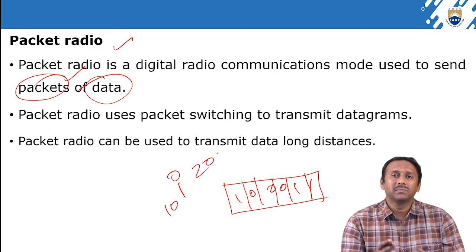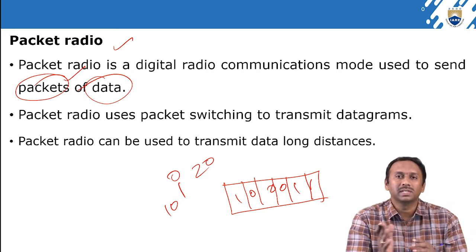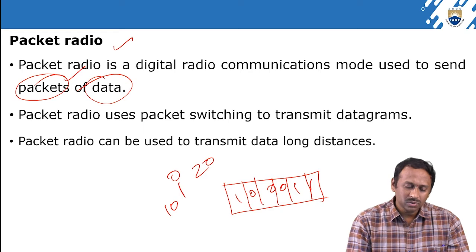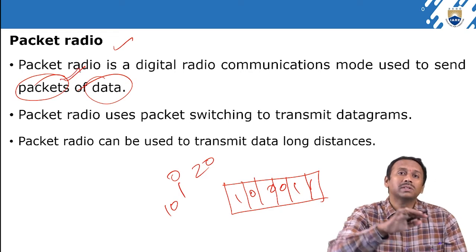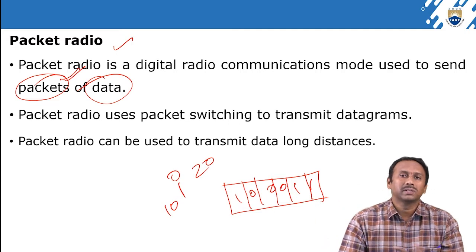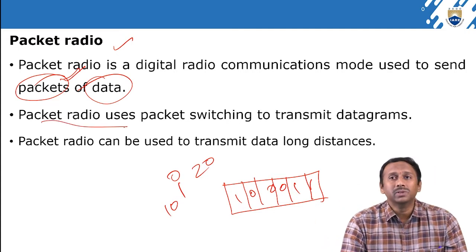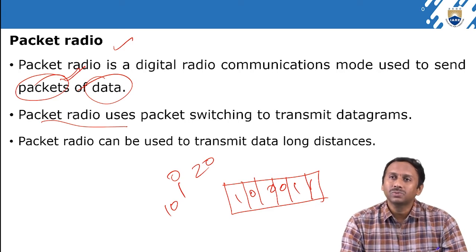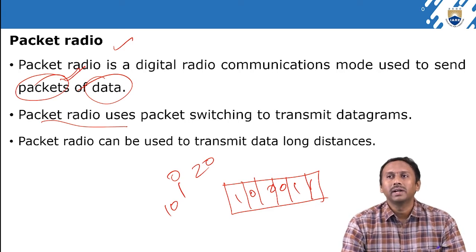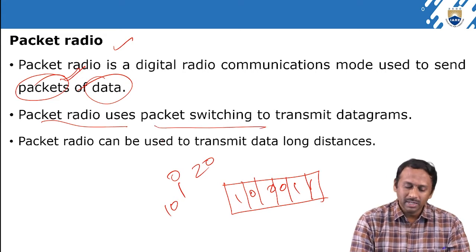Based on some criteria, the packet is going to be filled with the data, and those packets are going to be transmitted over the internet, and it reaches the recipient system, right? So packet radio uses packet switching to transmit the datagrams. Okay, packet radio uses packet switching.